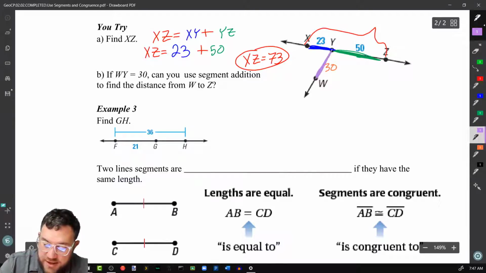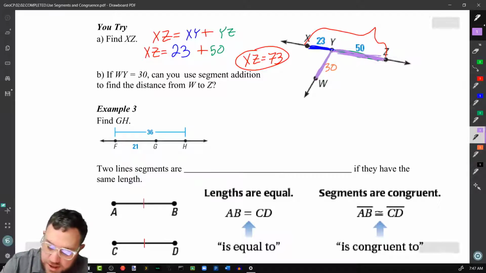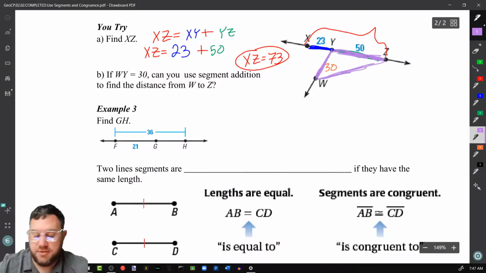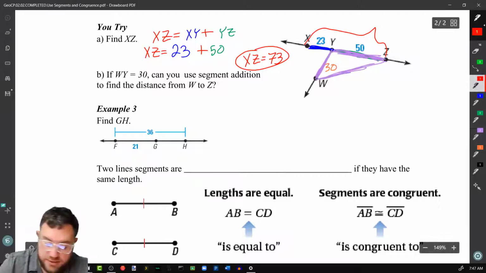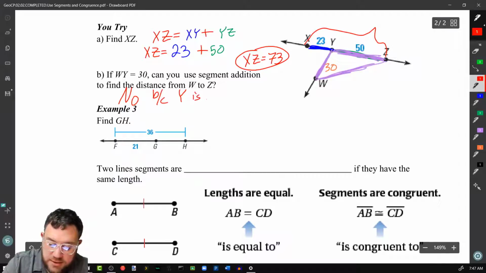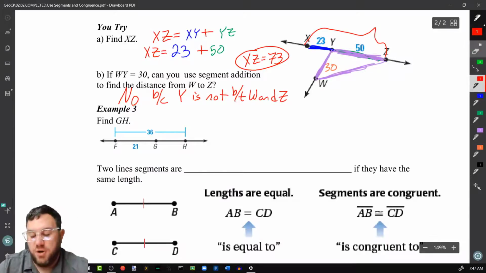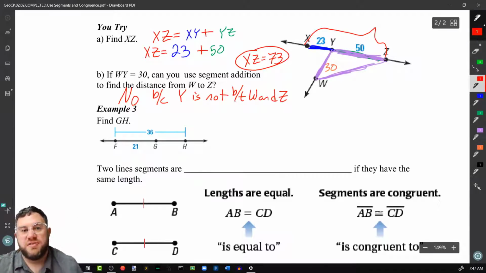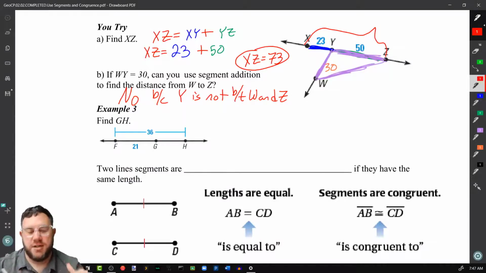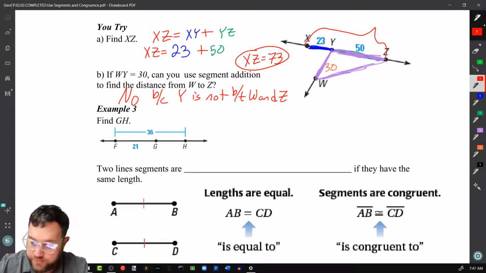Basically, this is asking if we can figure out what WZ is based on knowing that WY is 30. And the answer is no, we cannot, because Y is not between W and Z. Remember, segment addition only applies if you have two segments that are on the same line, if the point in the middle is between them.